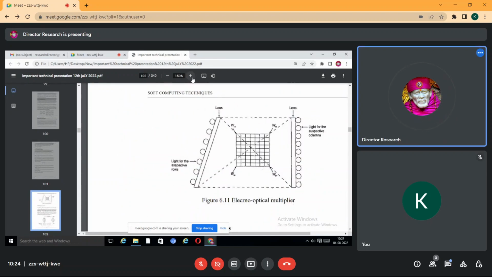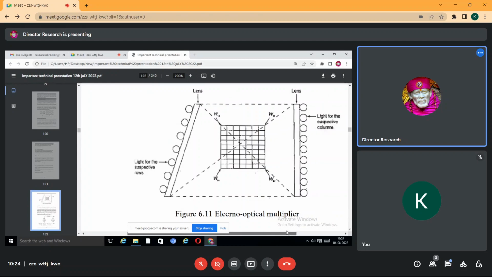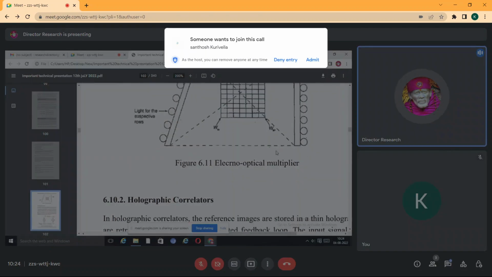This is the model. Just let me enhance the diagram. Lens, light from the susceptible rows. Lens, light from the susceptible columns. Electro-optical amplifier.